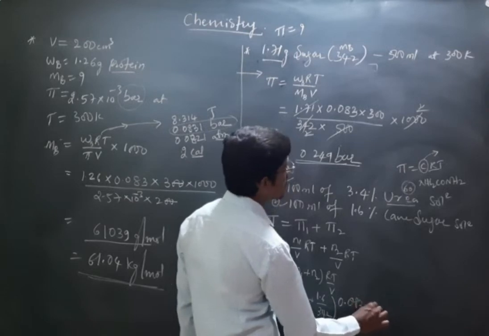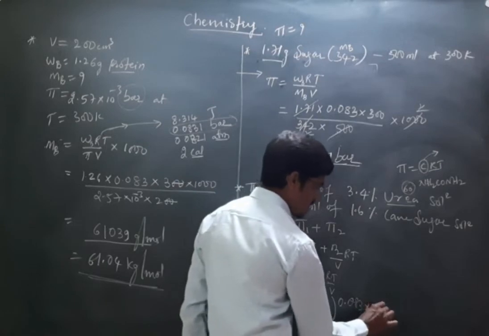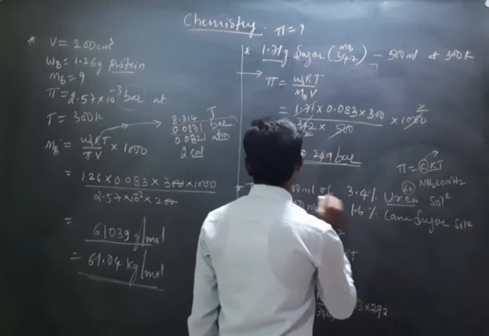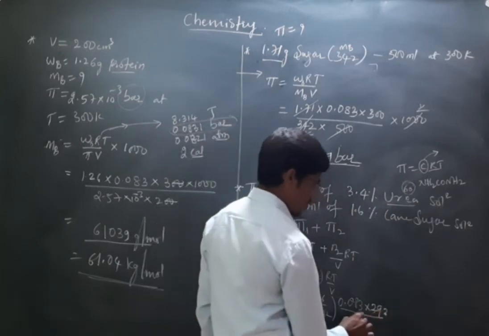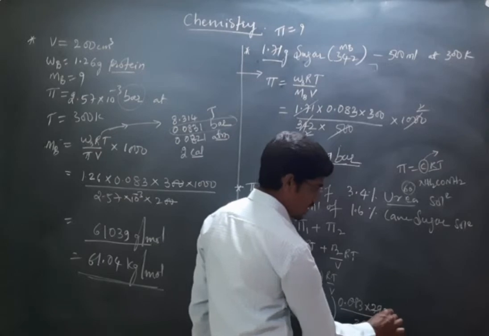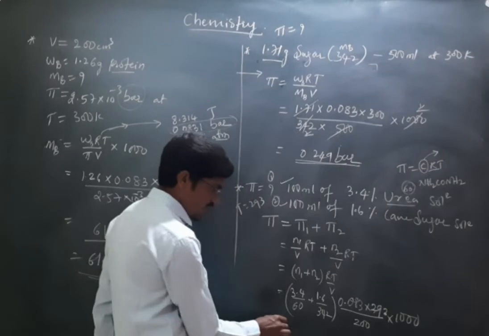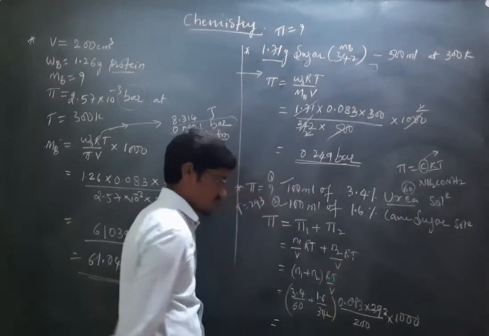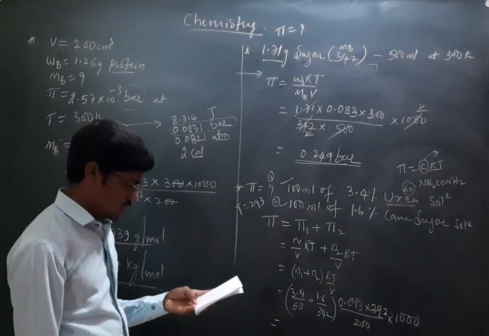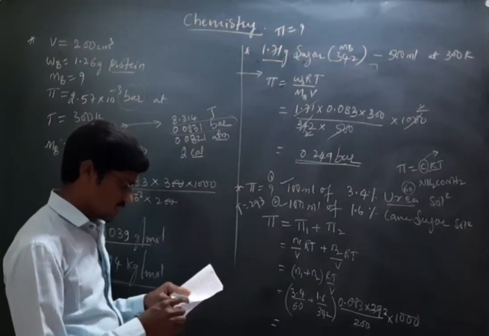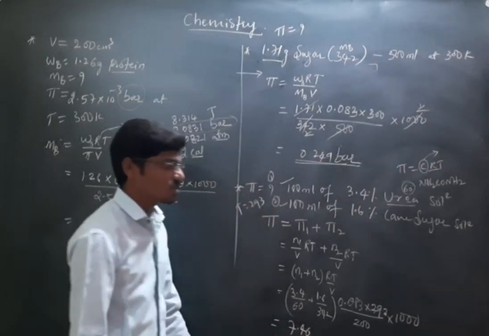The R value is 0.083, and T, the temperature, is given. Okay, the temperature is 293. These two are mixed at a temperature of 293, divided by the volume, which is 200 ml, so it is multiplied by 1000. Simplify and write the answer. This is the first case, the direct method. Simplify and find the answer. The final answer is 7.46. Verify the calculation, 7.46. This is the first method.